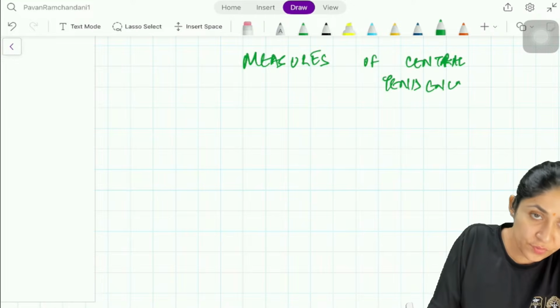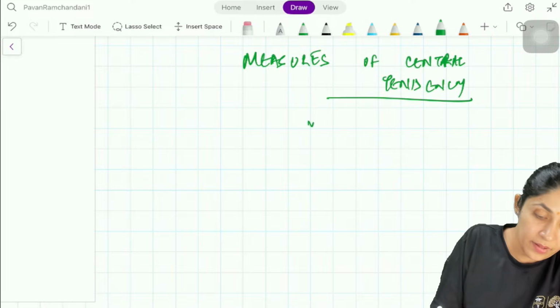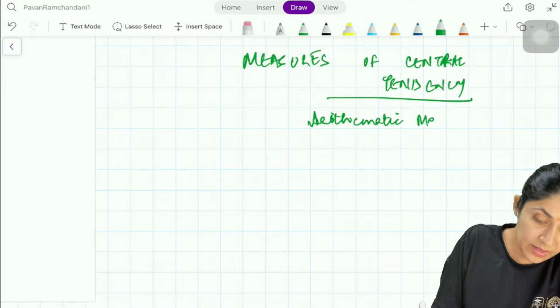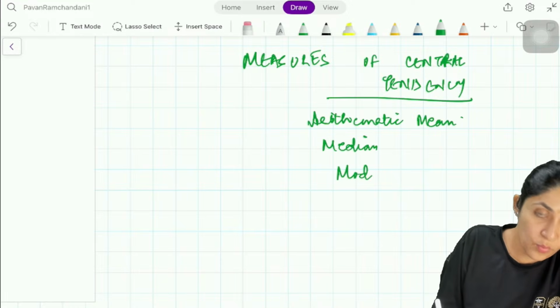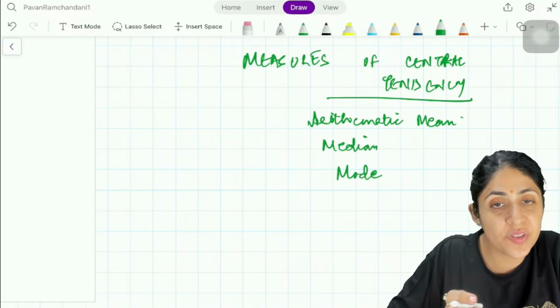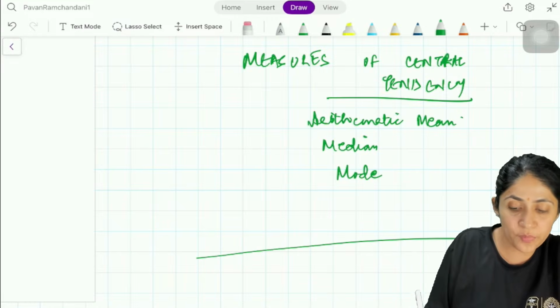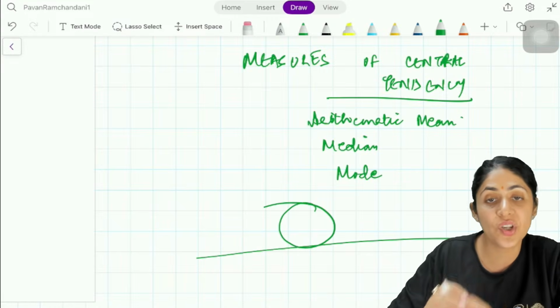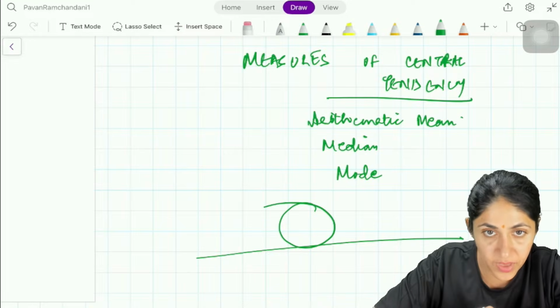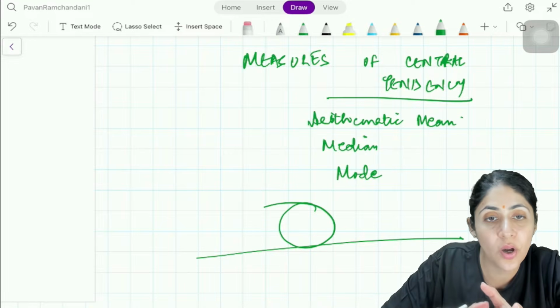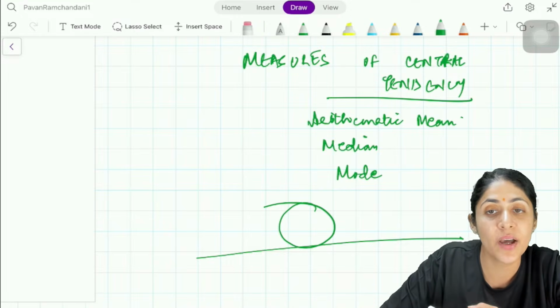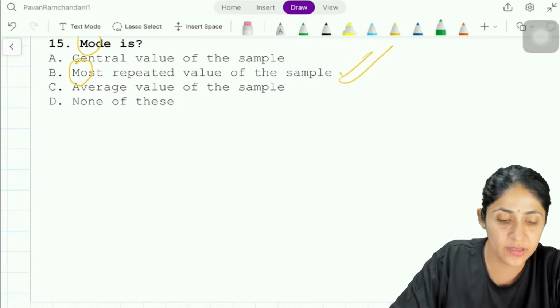Okay, what are the measures of central tendency? They are arithmetic mean, there is median, and there is mode. Okay, these are the measures of the central tendency. What is central tendency? Central value. Suppose you have 10 observations, the central value around which other values are distributed. Basically the objective is that you want to condense the entire mass of data, and you want to facilitate the comparison.